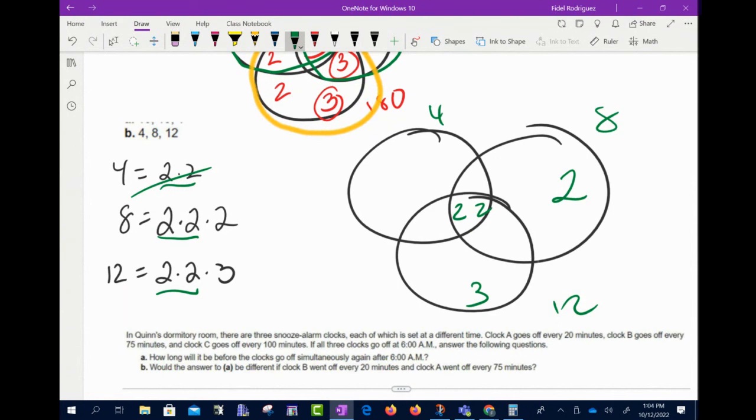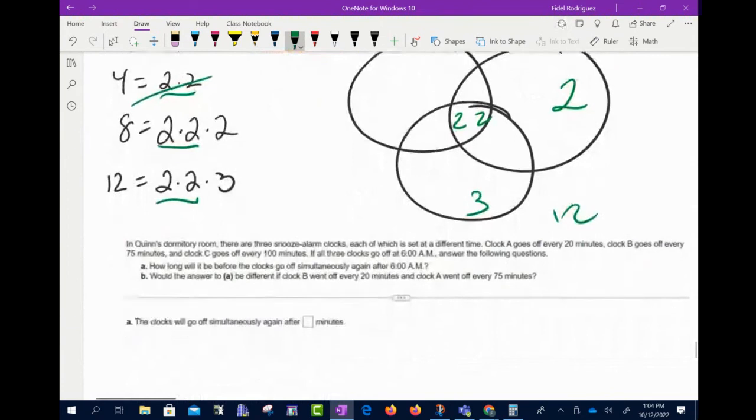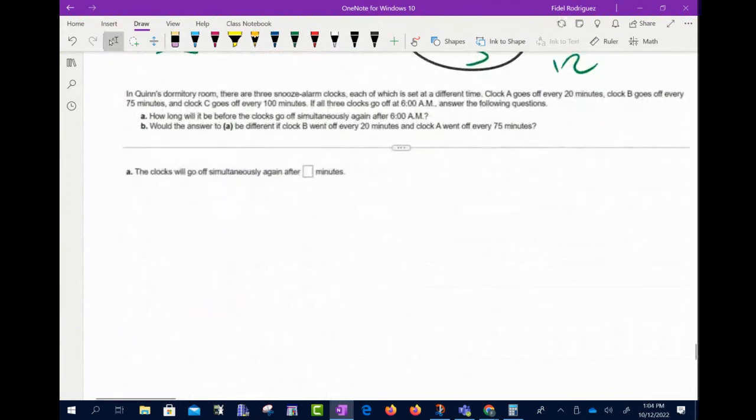Okie dokie. So I think we got 2 more problems here left, y'all, out of 4.3. So let's finish these up. And it says, in Quinn's dormitory room, there's 3 snooze alarm clocks, each of which is set at a different time. Clock A goes off every 20 minutes. Clock B goes off every 75 minutes. Clock C goes off every 100 minutes. If all 3 clocks go off at 6 a.m., answer the following questions. Part A says, how long will it be before the clocks go off simultaneously again at 8 a.m. or after 6 a.m.? Okay, so let's see.